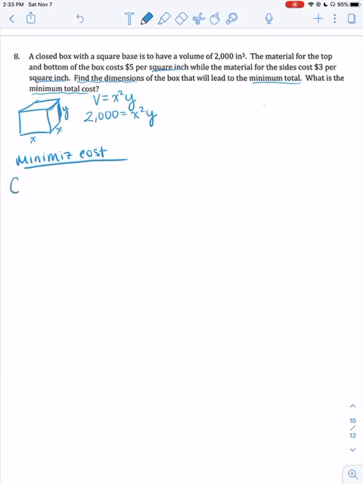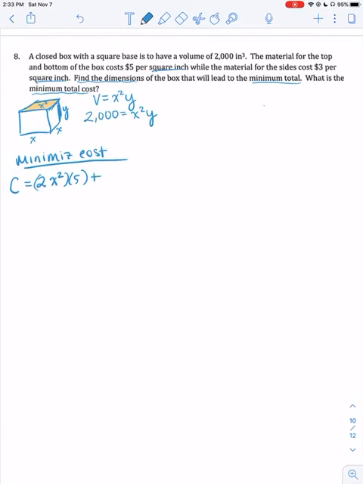So the cost is going to equal, so the top and the bottom cost $5 per square inch. So the top, which is here, costs $5 per square inch. And the area of that is going to be x squared because it's x times x, as will the bottom. So we have two of those. So we have 2x squared, and they cost $5 each.